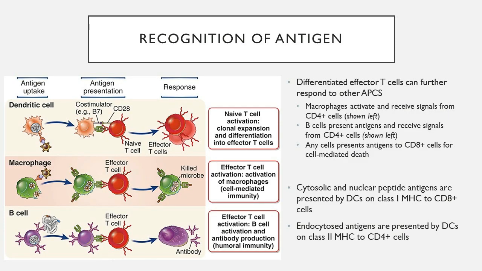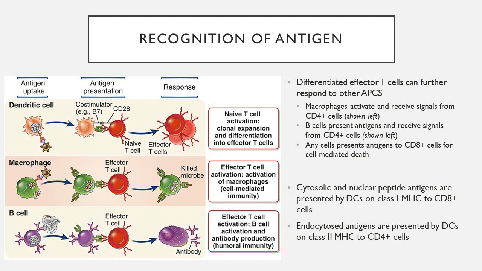And this is another recap slide from a previous chapter. I think this is chapter 6. But once activated, differentiated effector T cells, like CD4 plus and CD8 plus cells, can further respond to other antigen-presenting cells. So in this slide, I already have dendritic cells activating those naive T cells, which become effector T cells. Macrophages can present antigens and receive signals from CD4 plus cells. B cells can also present antigens and receive signals from CD4 plus cells.